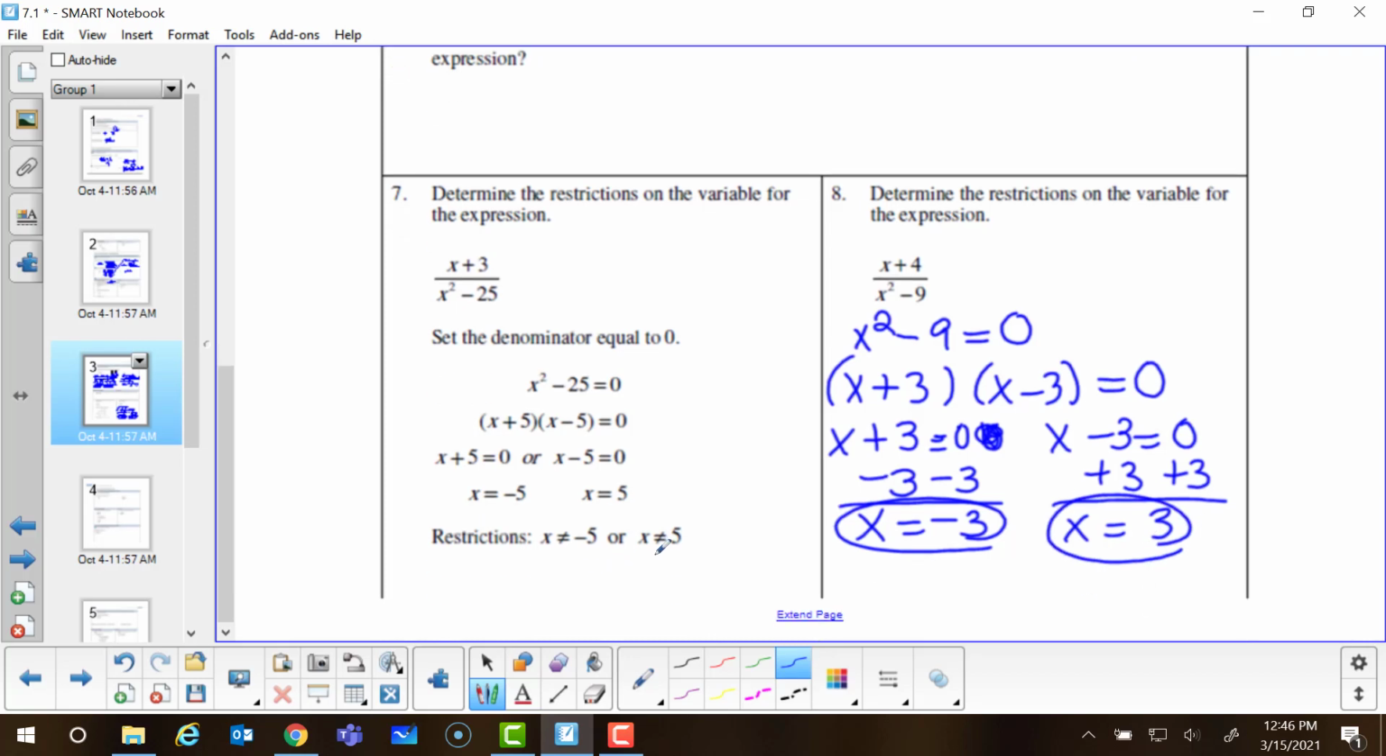So when you're writing restrictions, you see over here at this example, we're just going to put x cannot be equal to -3 and 3. You can list them, like I just listed them, or you can write them as 2 separate x is not equal to's on that page. And it's fine either way.